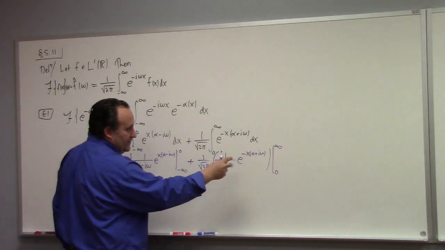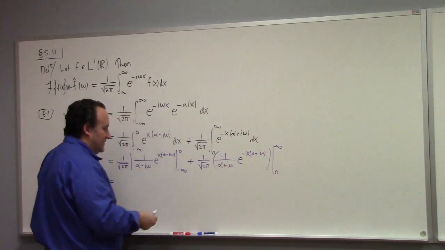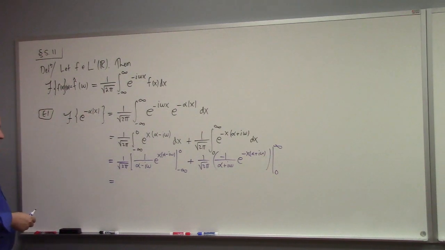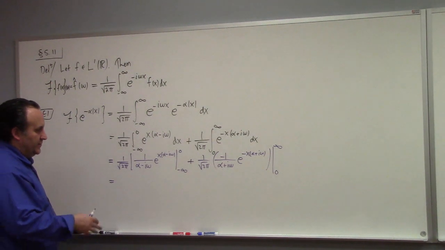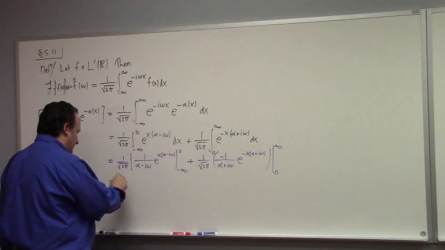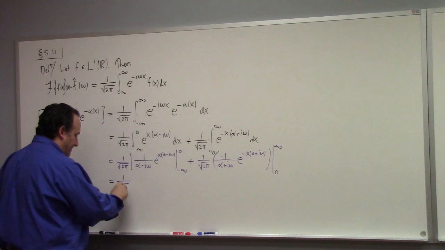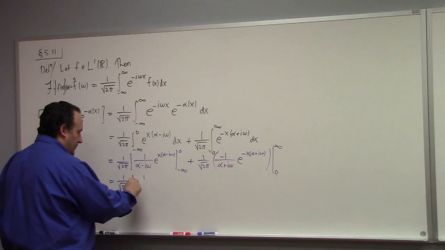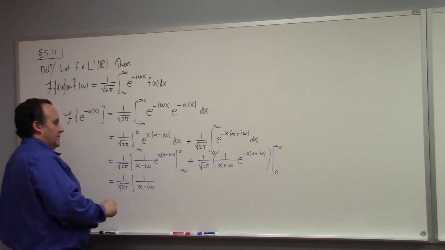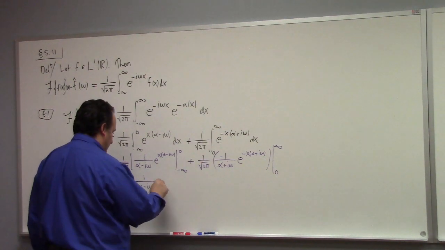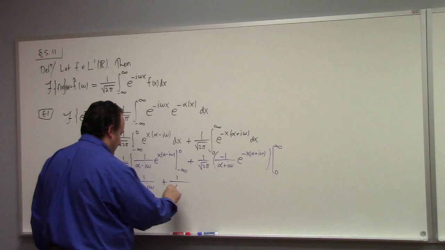Similar story over here, the infinity term dies out because you're looking at something of modulus e to the minus x alpha, which goes to 0 as x goes to infinity. And so we just get the zeros. So we get 1 over root 2 pi, 1 over alpha minus i omega, and then over here plus 1 over alpha plus i omega.